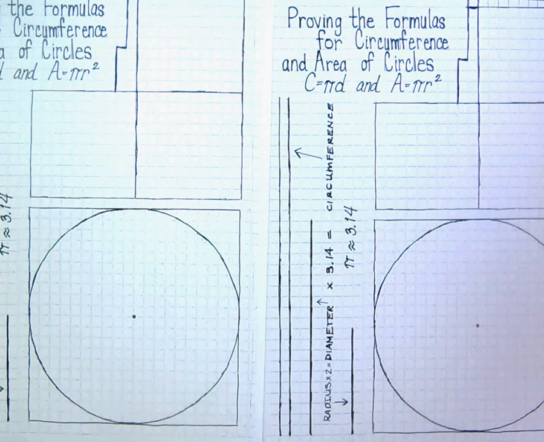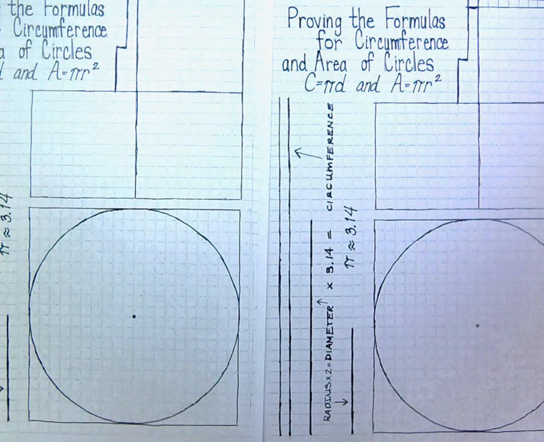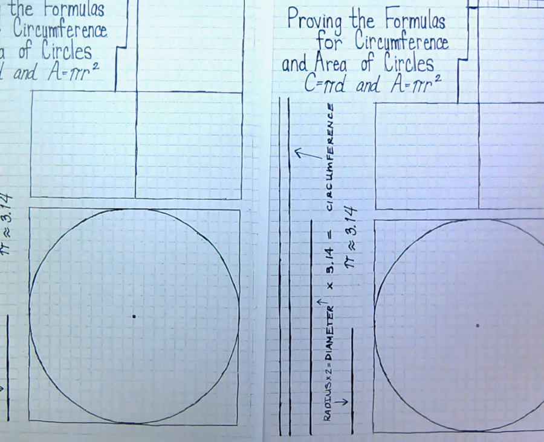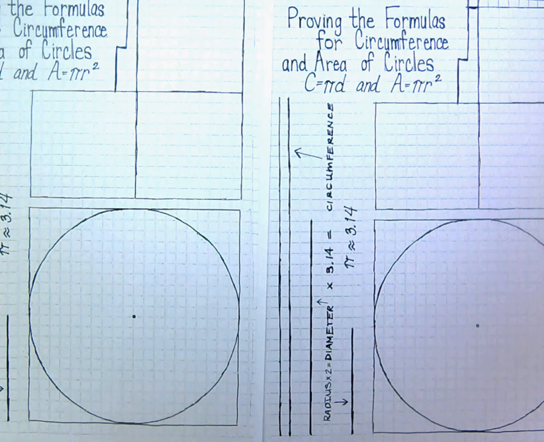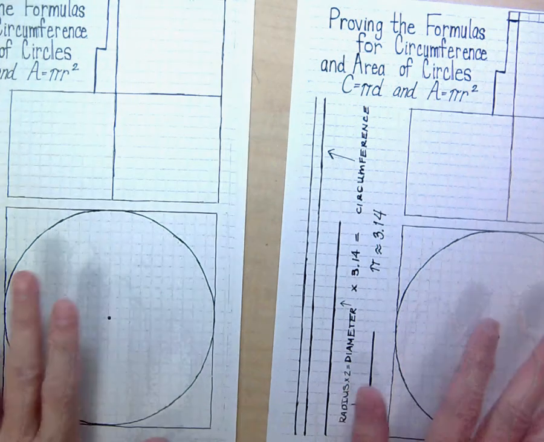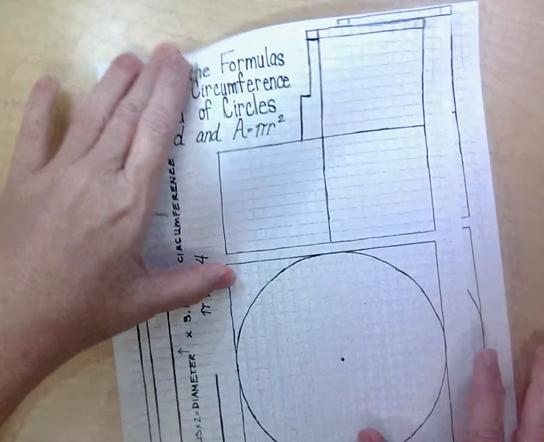Hey guys, this is Miss Page, and we're going to step away from our normal stuff and do an activity that I'm going to put in my class's journal. I want y'all to do this along with me, and we're going to prove the formulas for circumference and the area of circles. In the process, we're going to review a little bit of vocabulary. So you need 2 of these papers, and the reason why will be clear to you in a little bit.